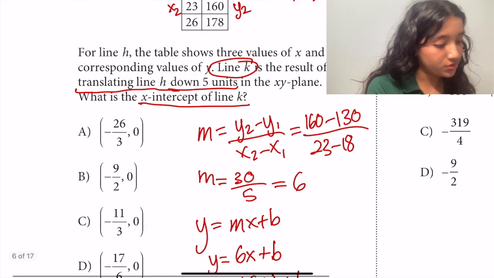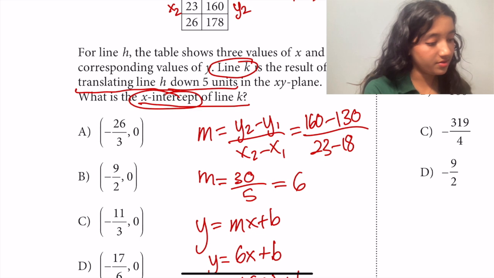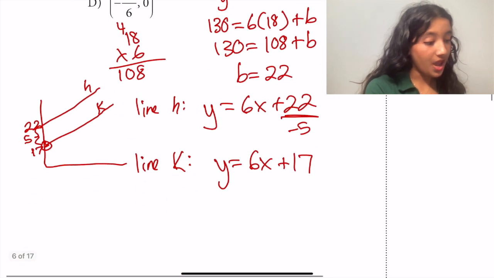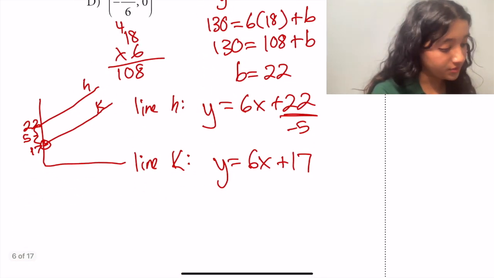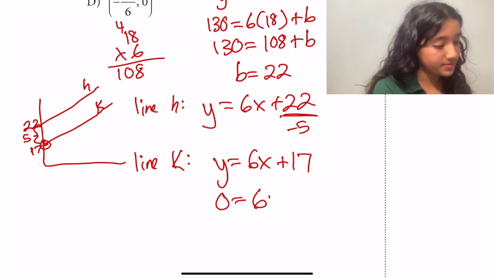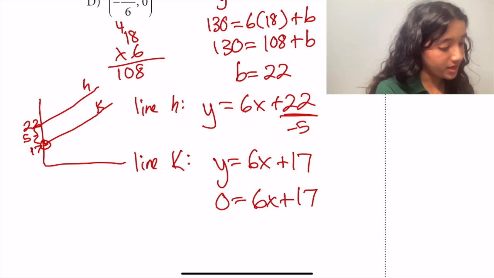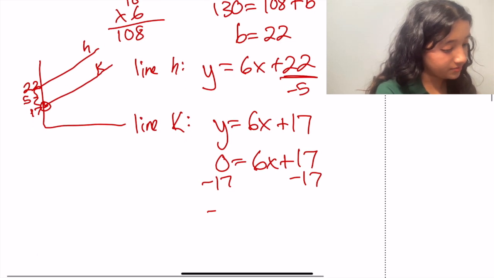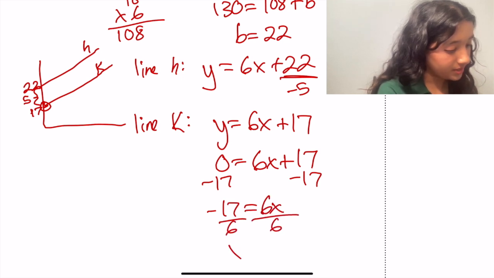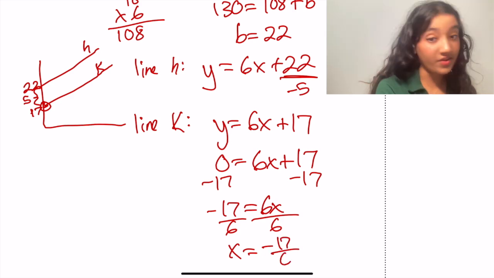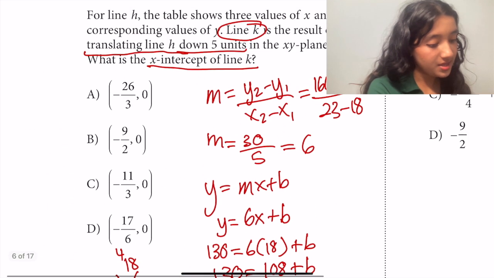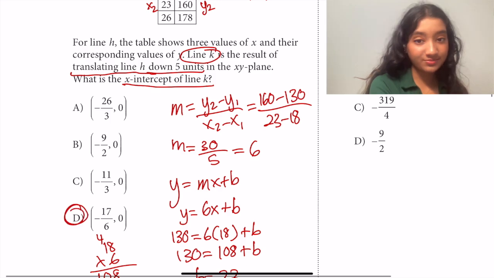And we want to find the x-intercept of line K. So the x-intercept is when y is equal to 0. So we can set 0 equal to 6x plus 17, then subtract 17 on both sides, and you get that negative 17 is equal to 6x. Divided by 6 on both sides, you get that x is equal to negative 17 divided by 6. And that is equal to option D.